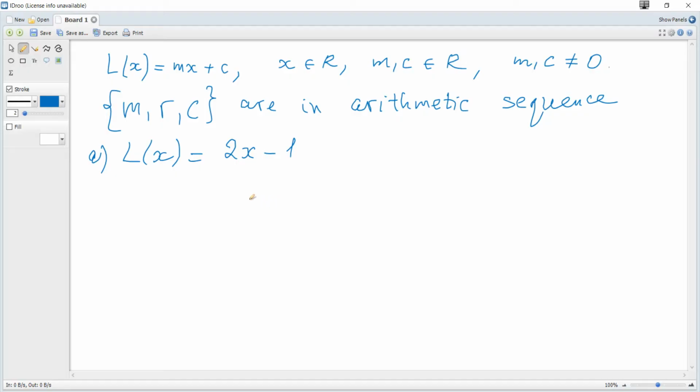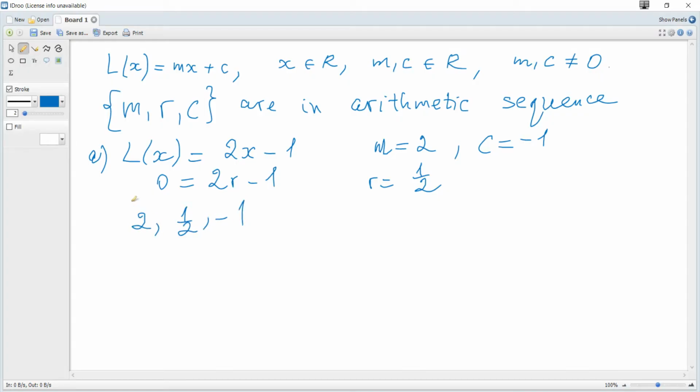So we need to show that gradient, root, and y-intercept form an arithmetic sequence. What is gradient? It's just the value in front of x, it's 2. Y-intercept, it's negative 1. Let's find the root, so y is 0, x is r, minus 1, so r is a half. And let's consider 2, half, and negative 1, and how to show that these three values form an arithmetic sequence. The first way is to show that there is the same common difference.